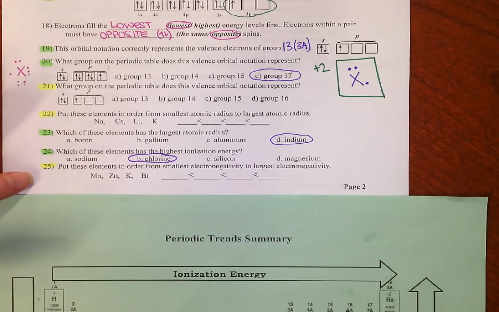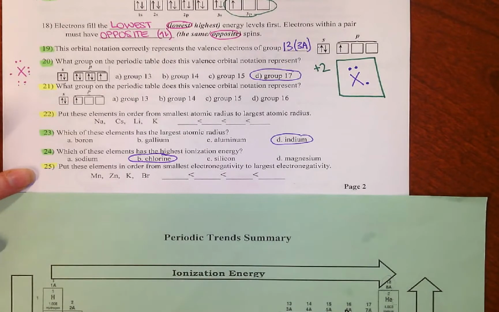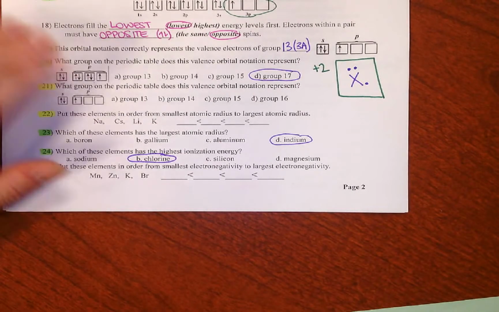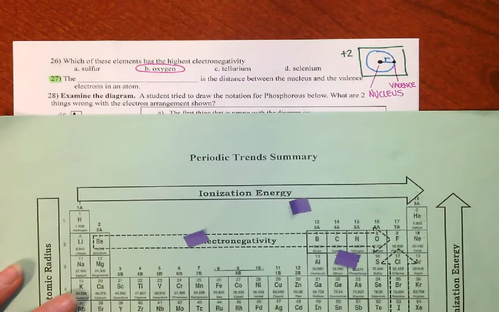As you do 22 and 25, remember that smallest to largest. Okay, don't get those ones backwards. And that's page 2. Let's move to page 3. Oops, sorry. On page 3, I'm offering some more extra credit for you here.